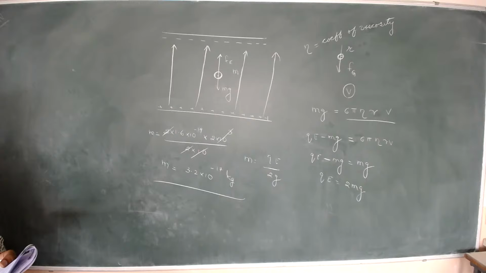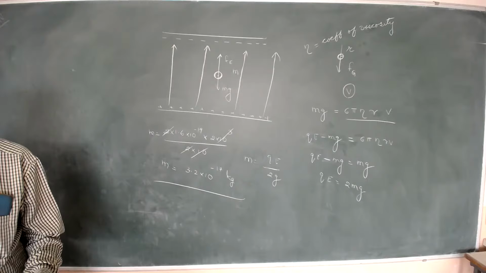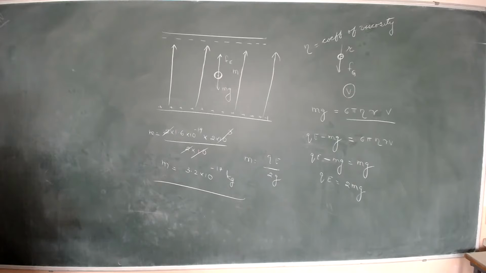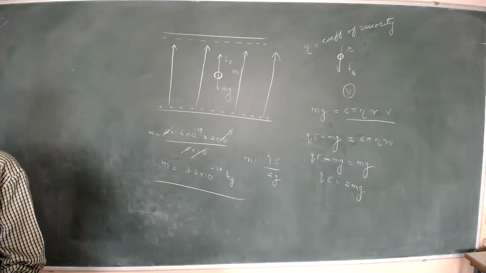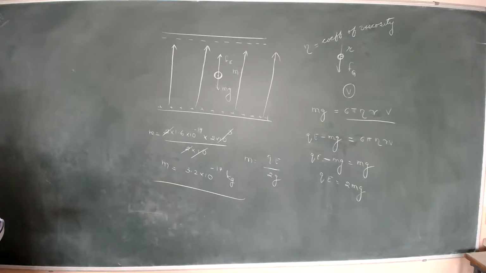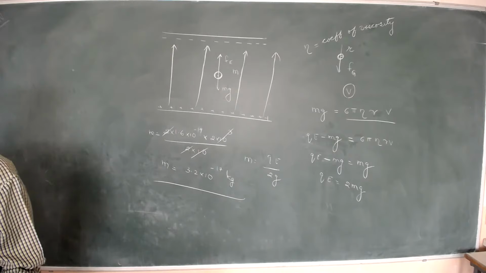Right, next one. An electron is projected with a velocity 10 power 7 meter per second at an angle theta equal to 30 degrees with the horizontal, in a region of uniform electric field of 500 newton per coulomb, vertically upwards. Find the maximum distance covered by the electron in the vertical direction above its initial level.